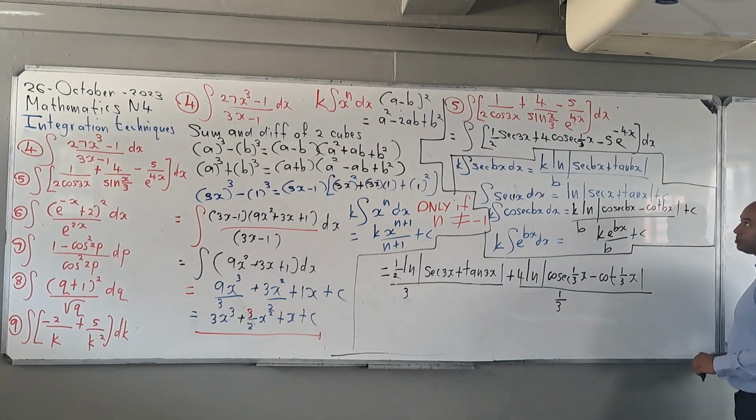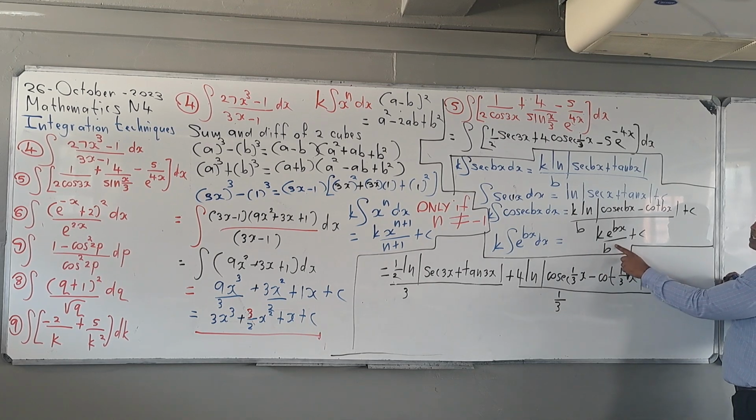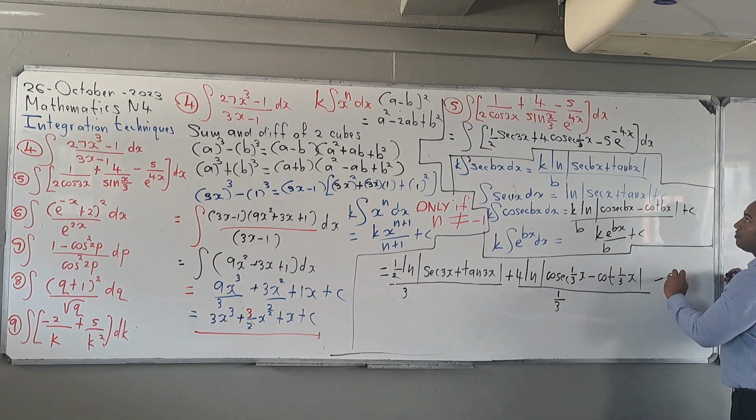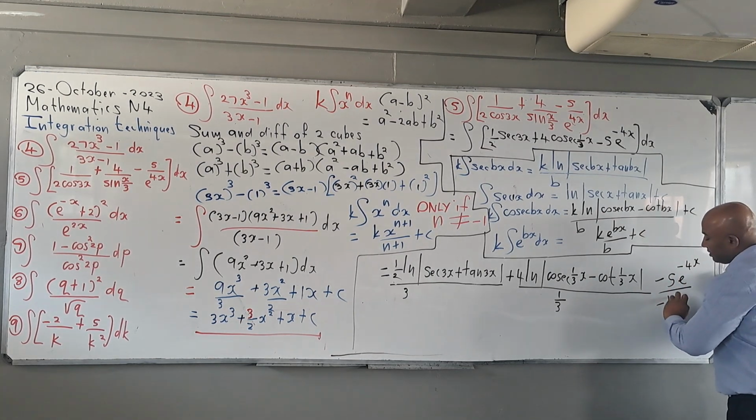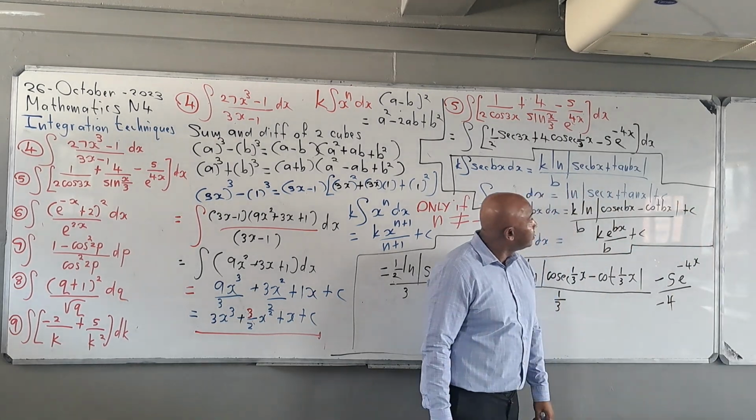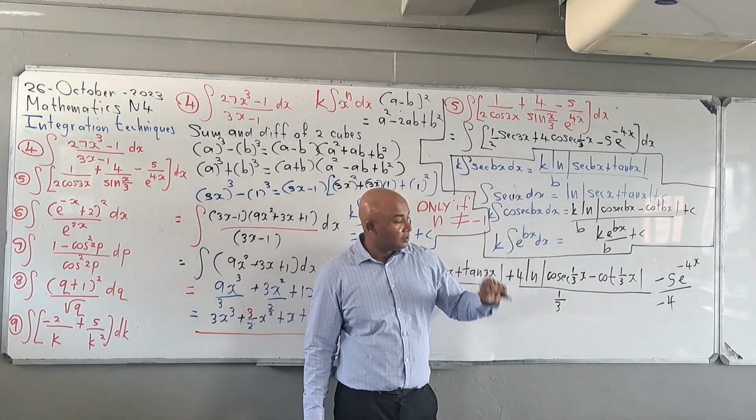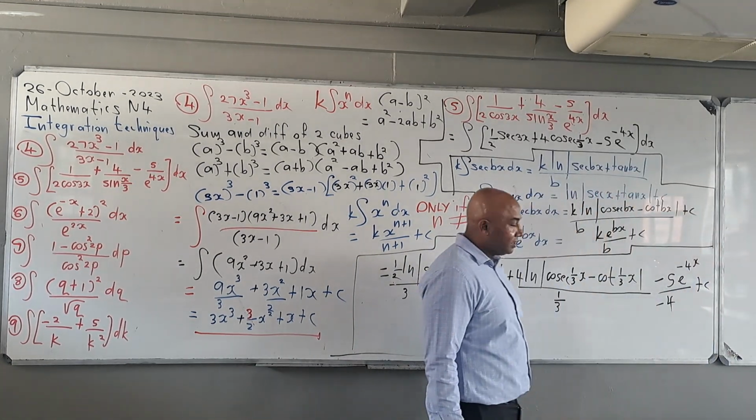Right, so now, integrating k e to the power bx, there's the answer right here. So it's going to be minus 5 e to the power minus 4x, all divided by the minus 4. You're clear with that? As it is, just need to check what's your k, what's your b. And then we put down plus c.